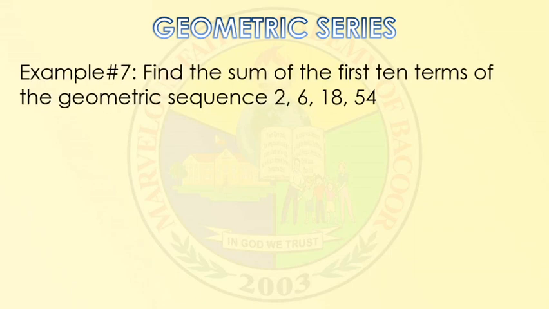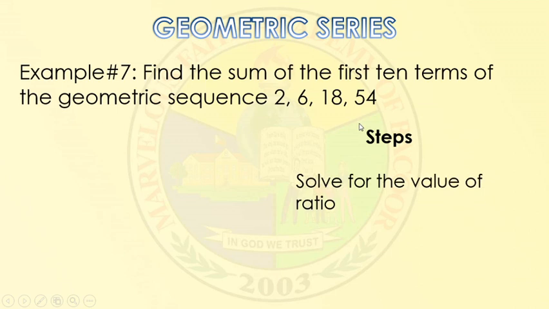Okay? So, let's have example number 7. Find the sum of the first 10 terms of the geometric sequence 2, 6, 18, and 54. Okay, so ang hinahanap natin dito ay sum ng first 10 terms sa ating sequence na 2, 6, 18, and 54. Okay? So, we have these steps. Solve for the value of the common ratio. So, unang-una muna kinakailangan nating hanapin yung value ng common ratio sa ating sequence.